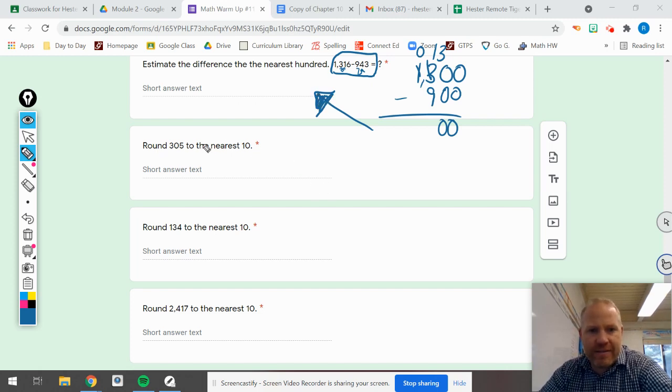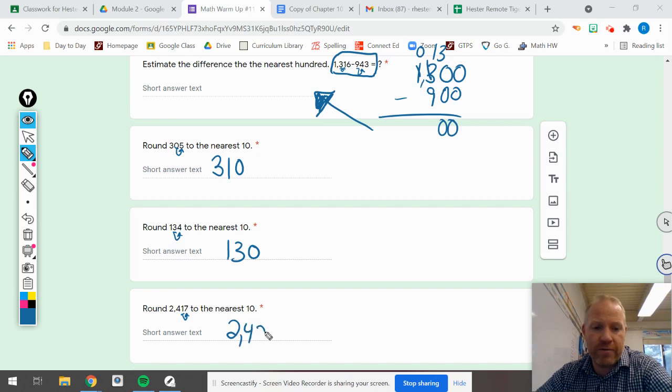Round 305 to the nearest 10. So the 0 asks the 5, are you less than 5? The 5 says no, so the 0 turns to a 1. 310. The 3 asks the 4, are you less than 5? The 4 says no, so the 3 stays the same. So 130. Next, we have the 1 ask the 7, are you less than 5? The 7 says no, so it has to go. The 1 goes to 2. 2,420. If you need the notes, pause the video.